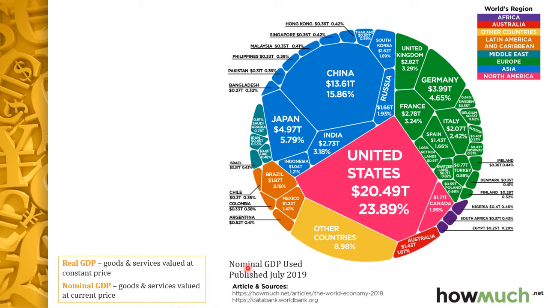The other thing you always want to pay attention to is that this is using nominal GDP, not real GDP. Why would we want to use nominal GDP instead of real GDP in this case? Well, that's pretty simple. We're not comparing from one year to another. We're looking at a snapshot in time. So nominal GDP is quite often good when looking at a snapshot in time.